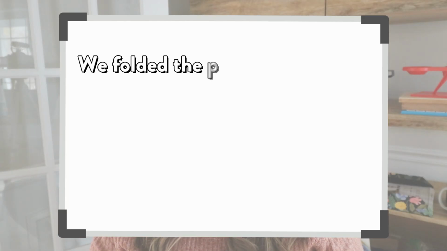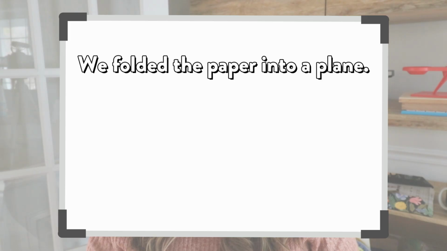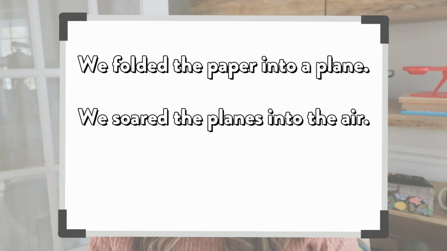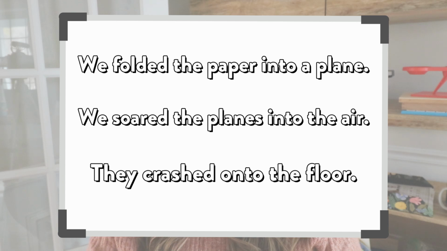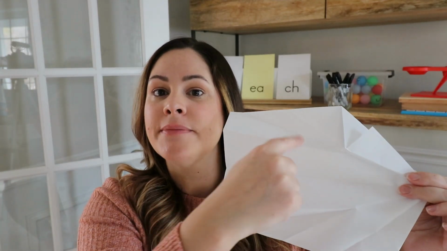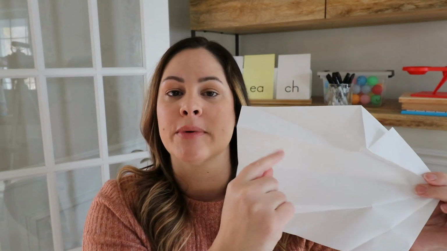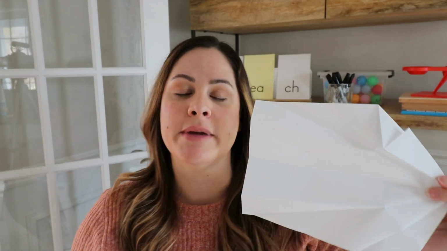We folded the paper into a plane. We soared the planes into the air. They crashed onto the floor. So in each column, they will have written one of those sentences on the top, and I have them underline that verb there with the ED in it. So we folded our paper into a plane. Folded would be underlined. Same with soared and then crashed.